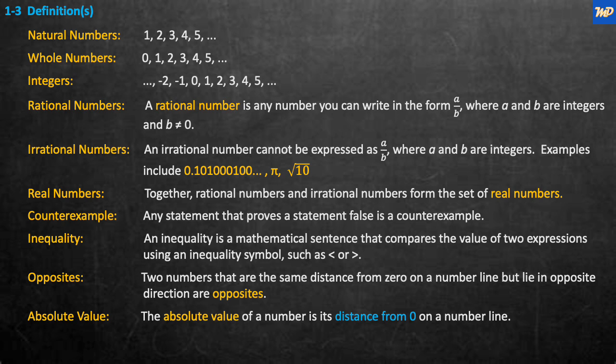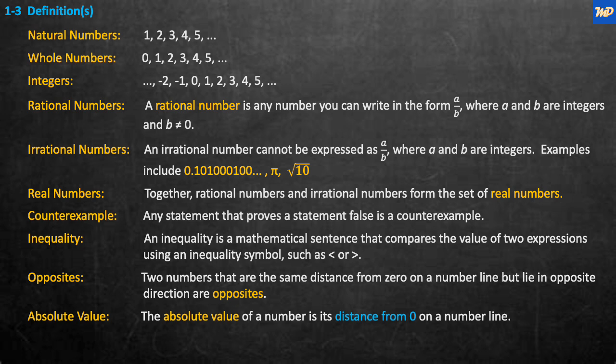Rational numbers. A rational number is any number that you can write in the form of a divided by b, where a and b are integers, and b is not equal to 0. Can't have 0 as a divisor. So 1/3, 5/10, doesn't matter, -2/7, they're all rational numbers. And those are all integers that I was counting out there.